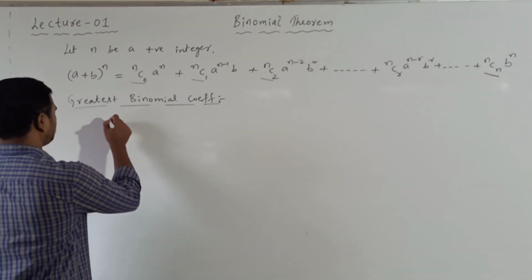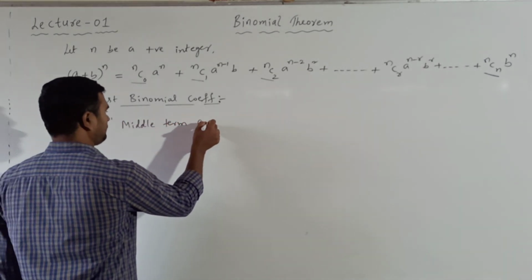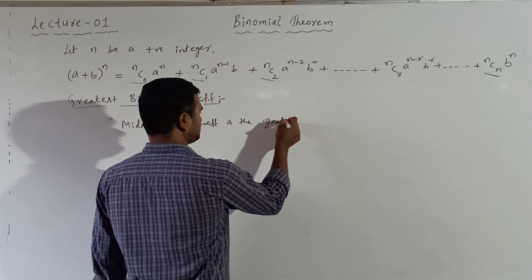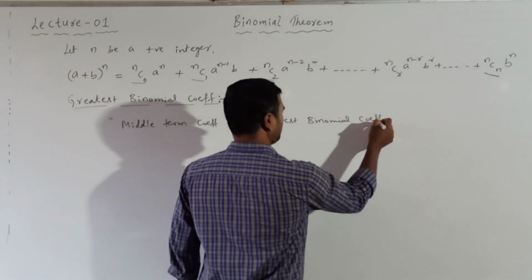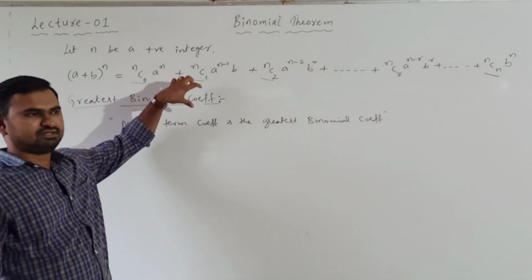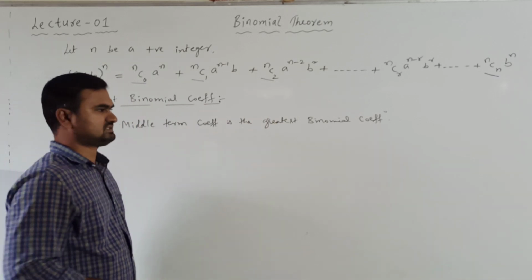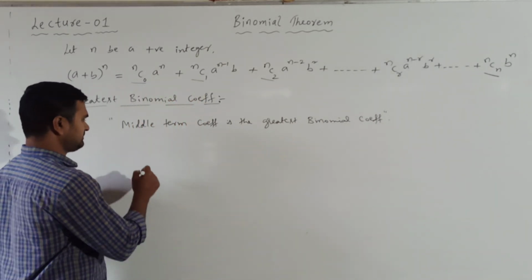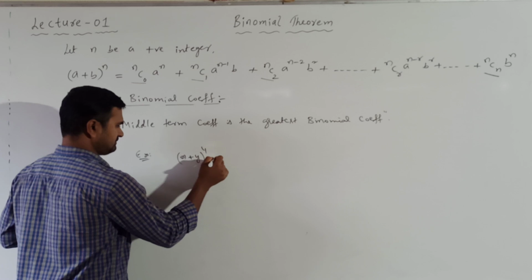So always, the middle term coefficient is the greatest binomial coefficient. We can observe this by taking some expansion and finding the binomial coefficients. Out of all those values, the middle term coefficient will be the greatest binomial coefficient. See for example, in the expansion of (x plus y) whole power 4.